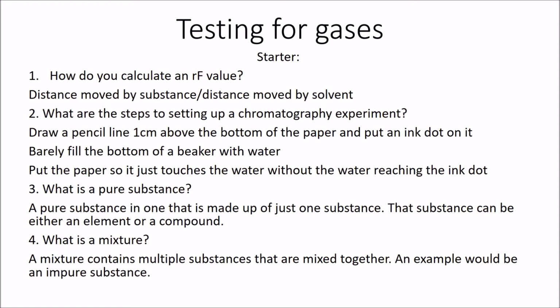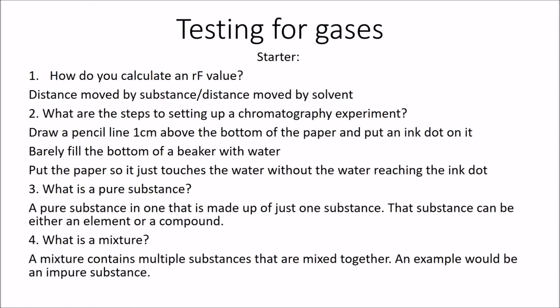What is a pure substance? So a pure substance is one that is made up of just one substance. That substance can either be an element or a compound. So you might have pure oxygen, or you might have pure water. Pure oxygen would just be oxygen molecules. Pure water would just be water molecules, so 2 hydrogens and 1 oxygen.